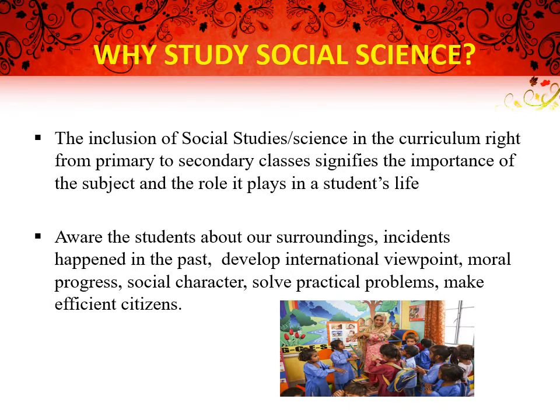Social science makes us aware of our understandings and the incidents that happened in the past. So it is significant to develop an international viewpoint. It is also important for the moral progress of the society. It helps to form the main social character. A study of social science makes us efficient citizens of a democracy, and it also helps us to solve the practical problems in our daily life. It is essential for communities and organizations. It also helps students to know how different societies are managed, structured, and governed.